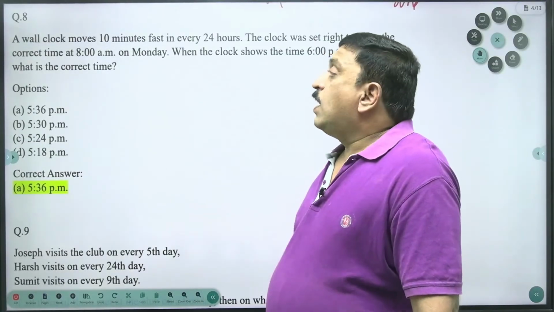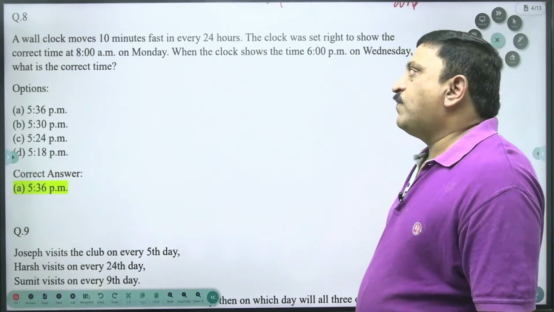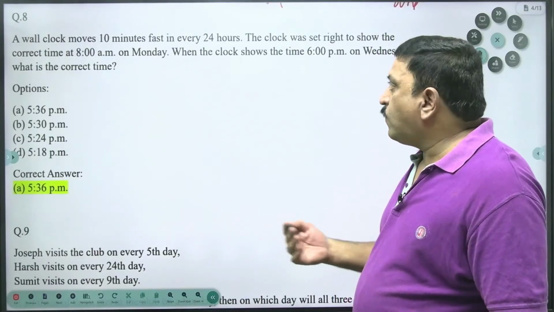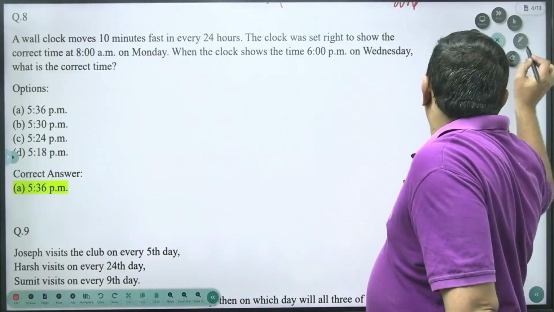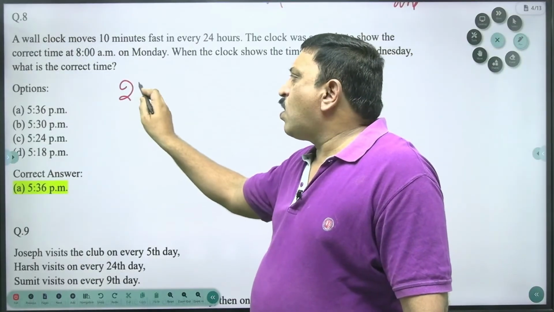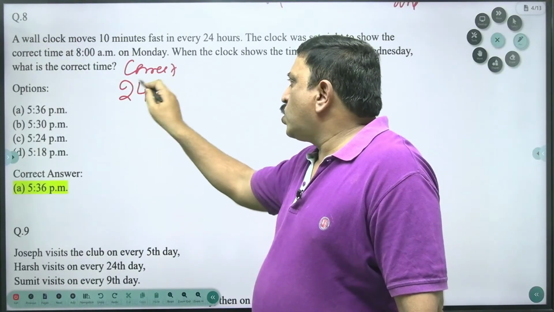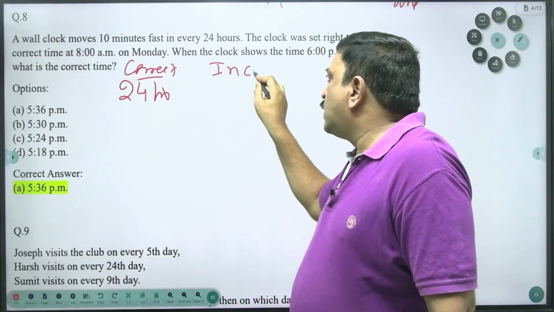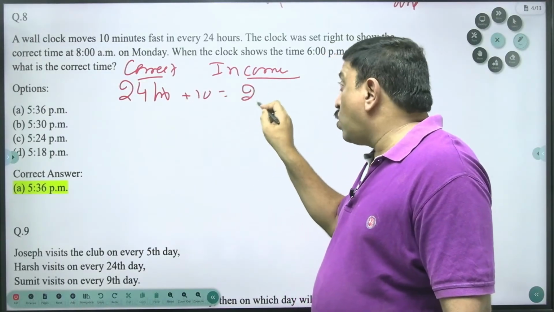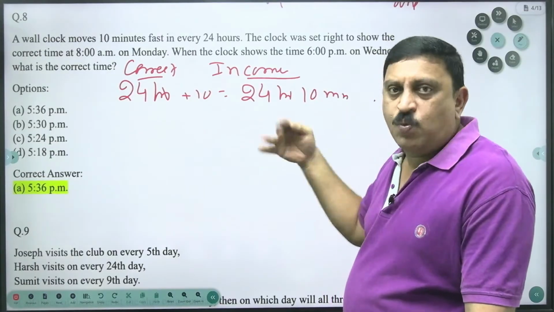See this one. A wall clock moves 10 minutes fast in every 24 hours. So in 24 hours, it is going 10 minutes fast. If 24 hours is the correct time, it is showing the incorrect time, 10 minutes extra, that is 24 hours 10 minutes. It is moving like that.